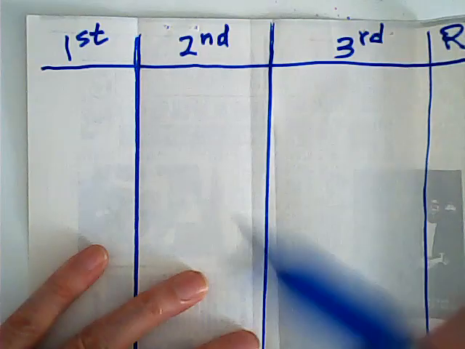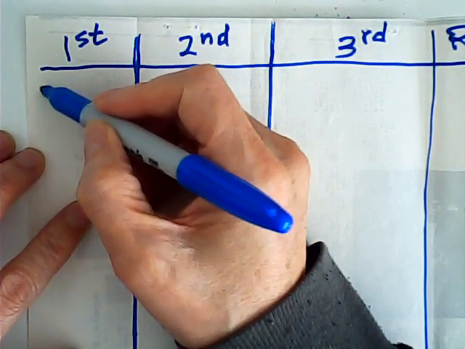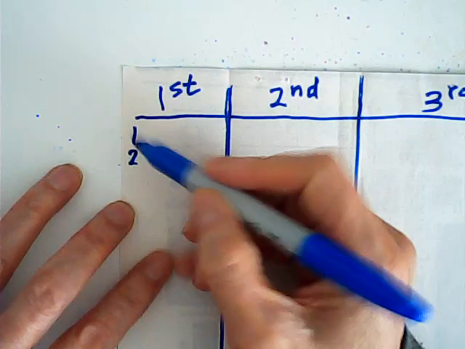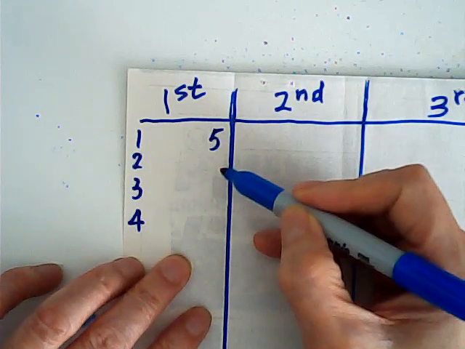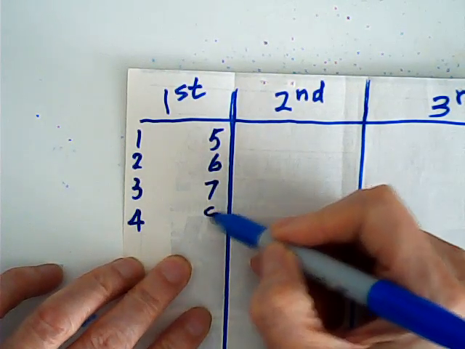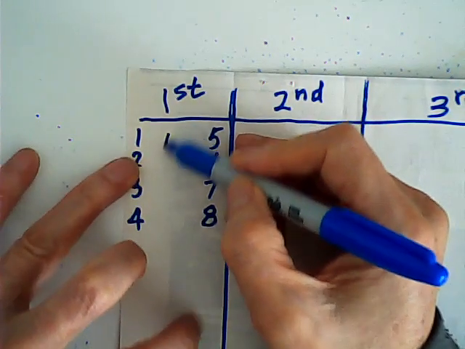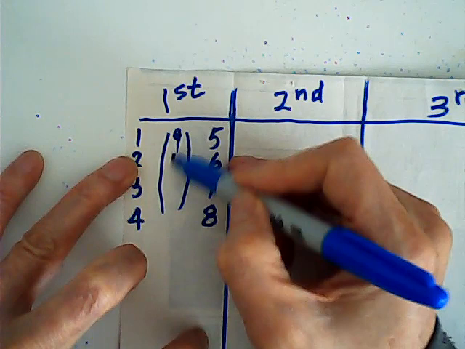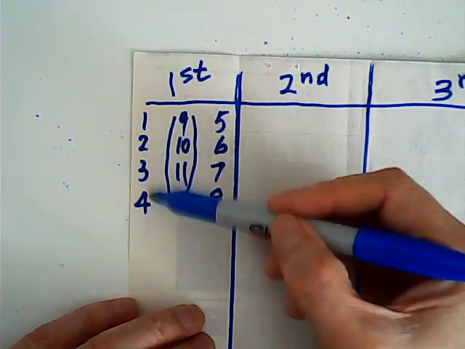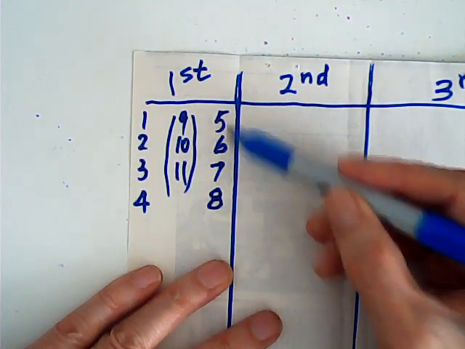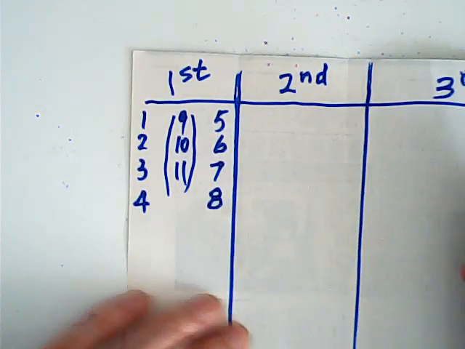Here's the result. Now the first weighing, I put 1, 2, 3, 4 on one side of the balance, and 5, 6, 7, and 8 on the other side. And I leave 9, 10, and 11 aside.